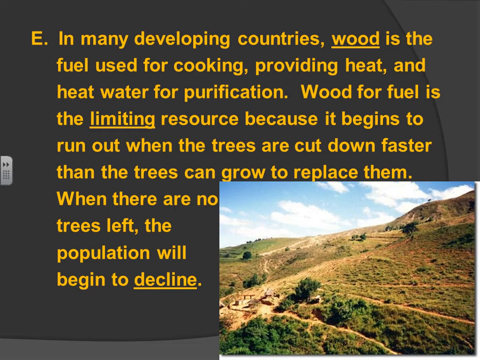When there are no trees left, the population will begin to decline. So once you run out of trees and you don't have anything else to use for fuel, for cooking, for providing heat, and for purifying water, then people are going to start to die from weather conditions because they don't have enough cooked food to eat, and because of diseases from the contaminated water.